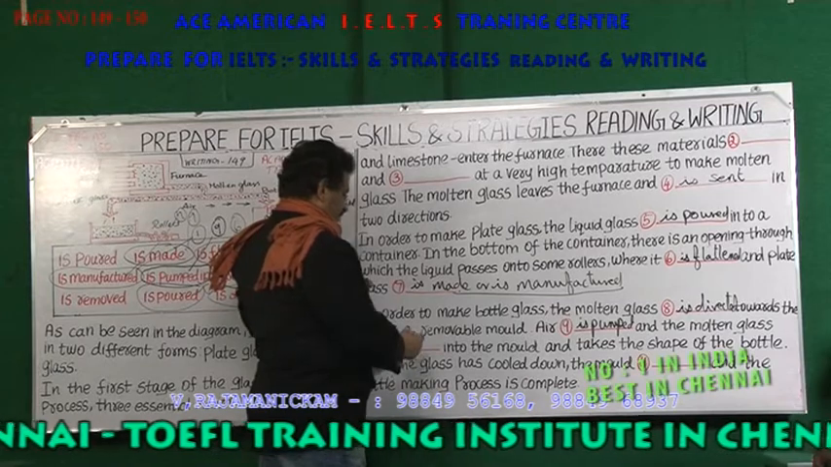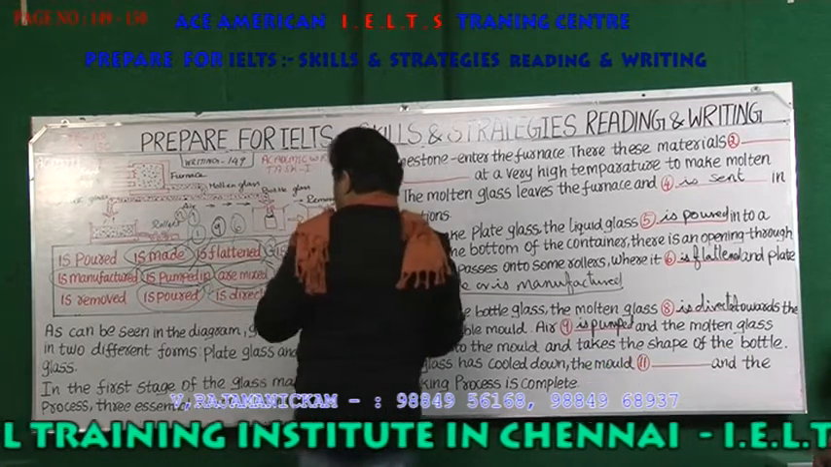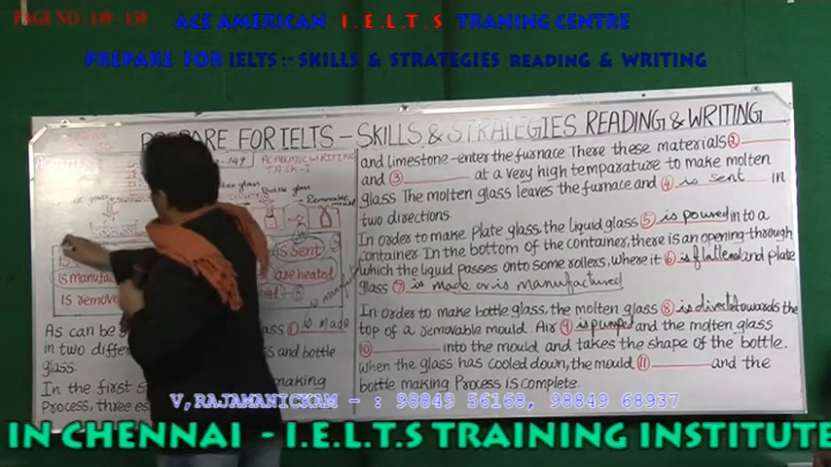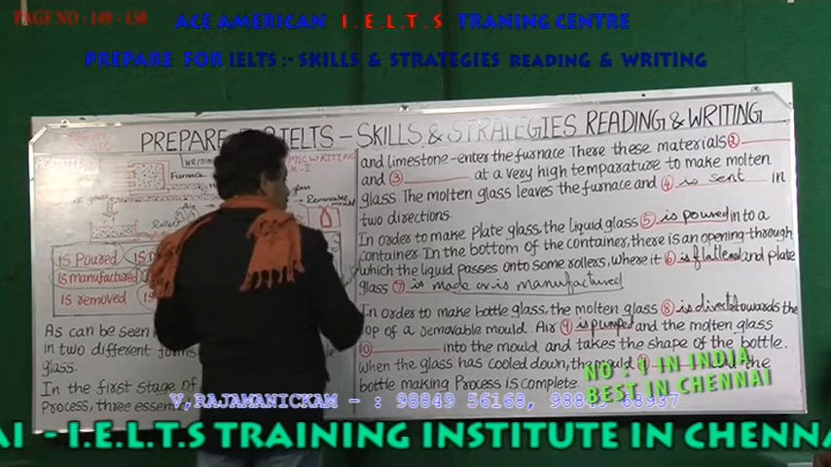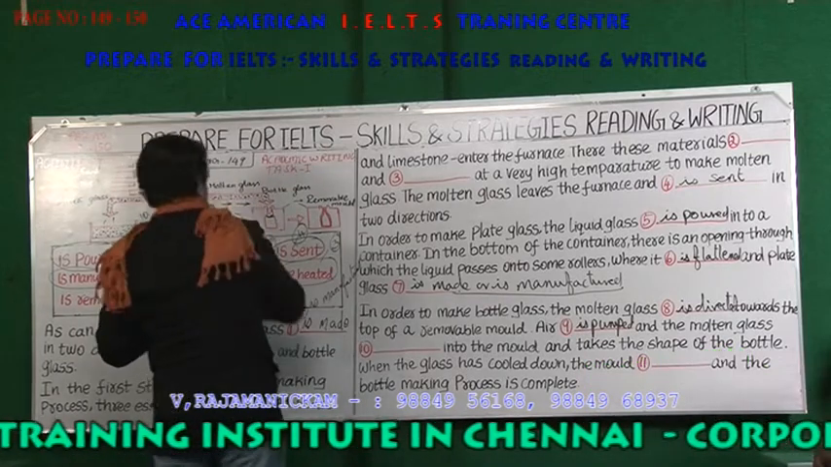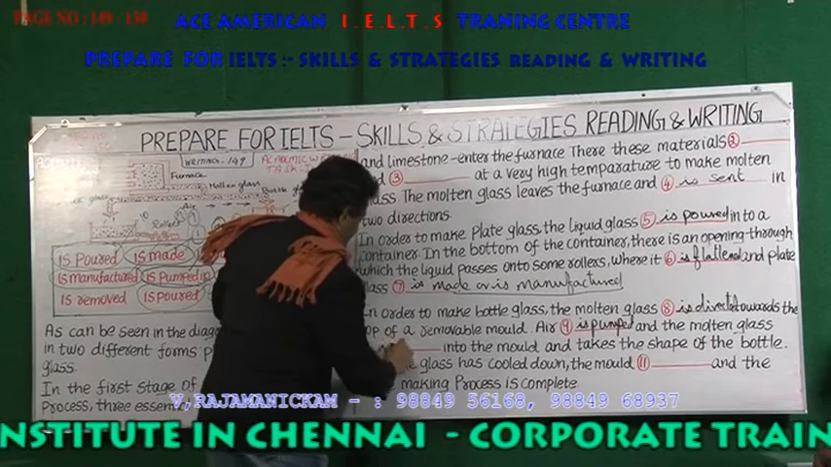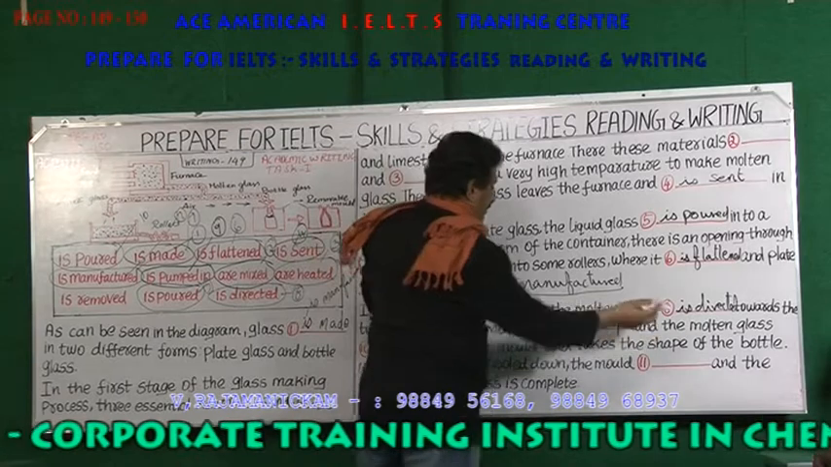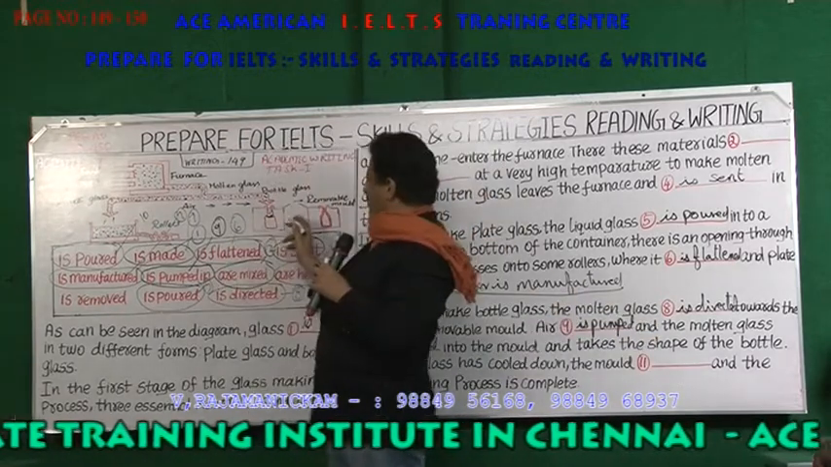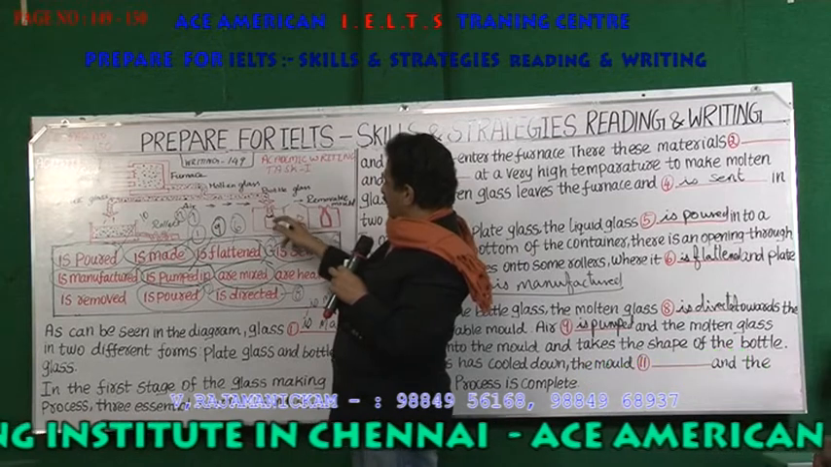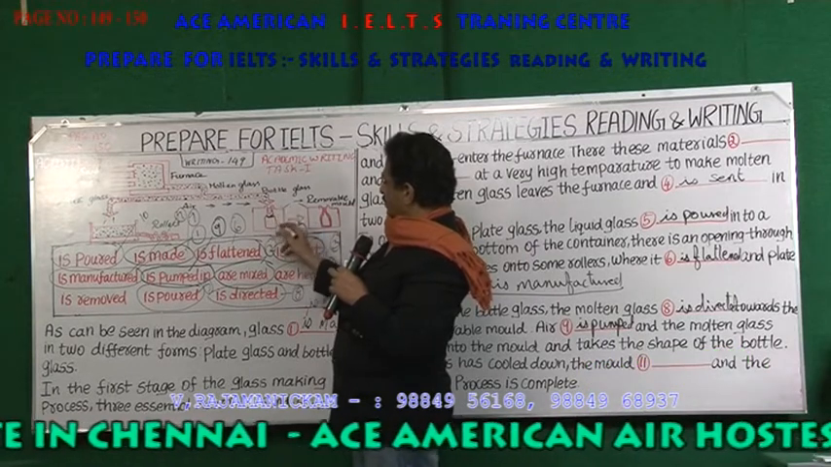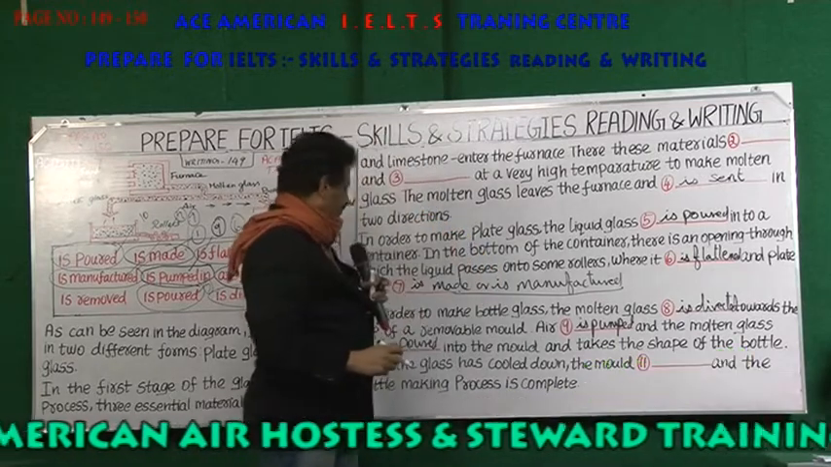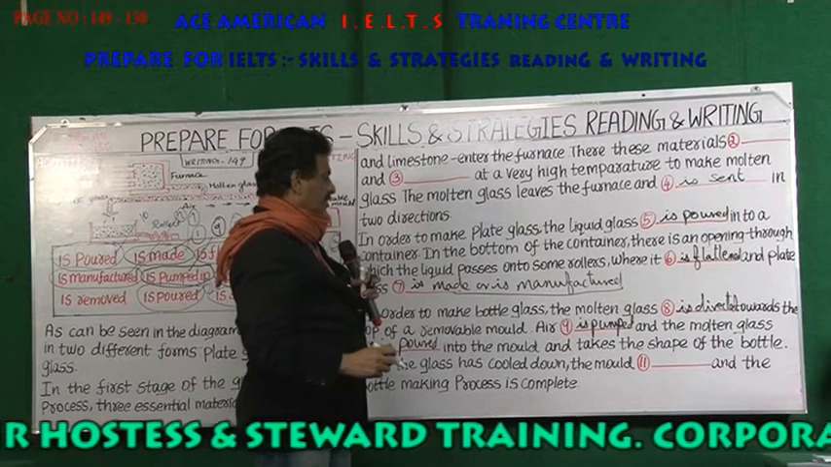Molten glass into the mold is poured. Okay, is poured here. It is number 10. Is poured into the mold and takes the shape of the bottle. Now it takes the shape of the bottle, sir. Molten glass, the air is pumped in and the bottle mold is there. It takes the shape of the mold. Able to understand?